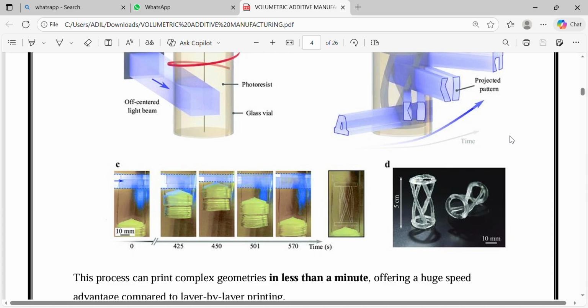This image depicts a volumetric additive manufacturing process using a photoresist in a glass vial. In the setup, an off-centered light beam from a micro-mirror device is used. Light follows a helical trajectory in the vial containing the photoresist. In part B, the process includes the projected pattern and accumulative dose shown.